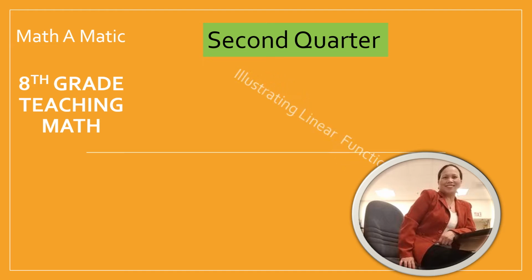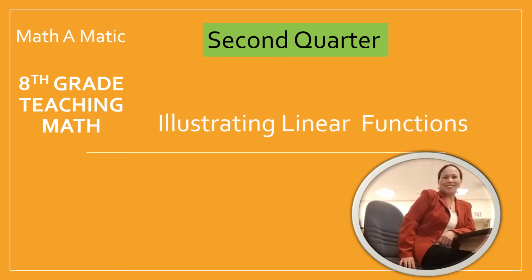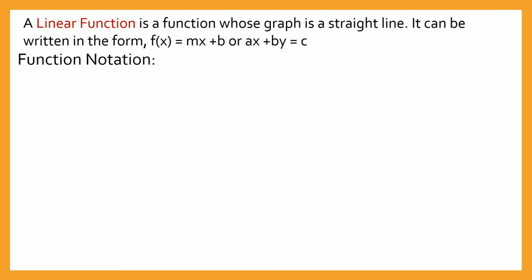In this video, you're going to learn about linear functions. So what is a linear function? A linear function is a function whose graph is a straight line. It can be written in the form f of x is equal to mx plus b or ax plus by is equal to c. Now, the function notation, f of x, is read as f of x. Take note, it's not f times x, okay?